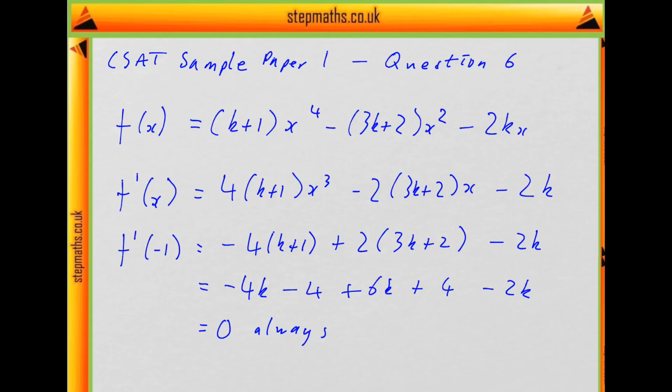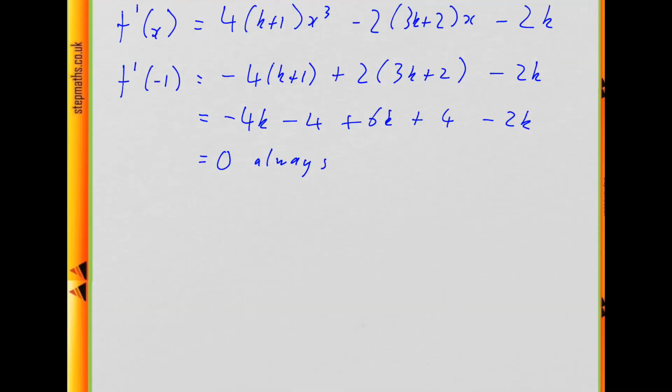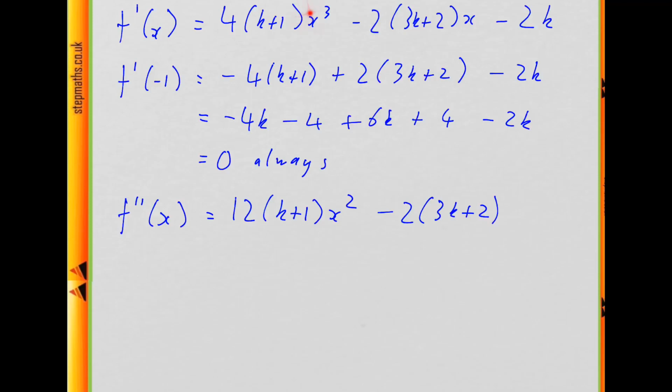So that means we need to look at the second derivative now. Okay, so we'll differentiate this again. We bring down the 3, we get 12 times (k+1) x squared, then this x just disappears, this term disappears. And again we're looking at x equals minus 1 in particular, so we sub in x equals minus 1, this just becomes 1, so we can ignore it and then we can multiply out. So we multiply out to get 12k plus 12, and then minus 6k minus 4, and that simplifies to 6k plus 8.